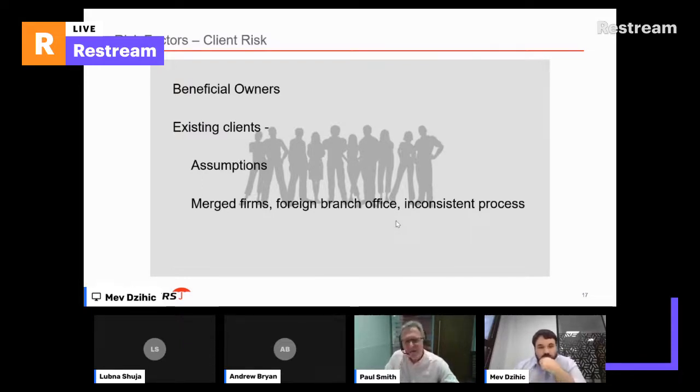Also be alive to the fact that clients may be onboarded from another firm, which has since merged with your own. They might be ported from a foreign branch office. They might be onboarded by a consultant or an individual who may not be applying the firm's approach consistently. So it's really about effective ongoing monitoring of all clients as the best control against these risks.